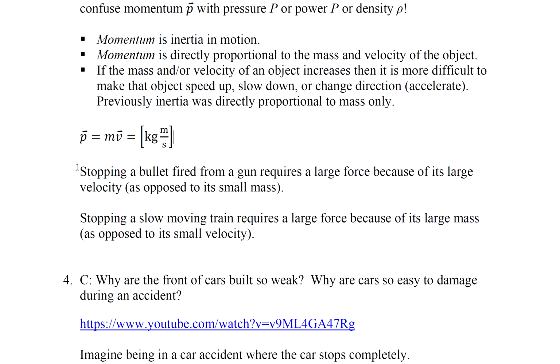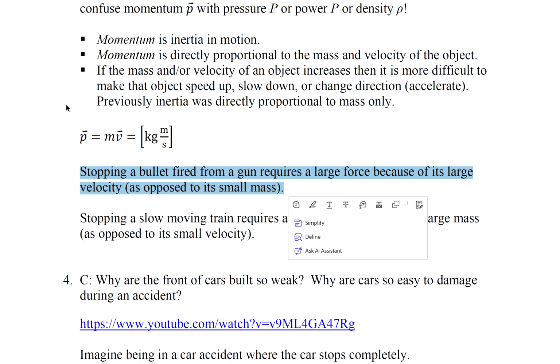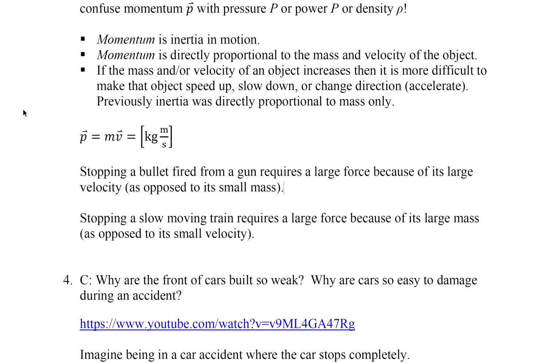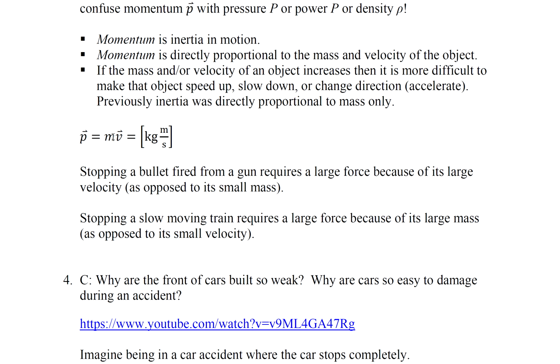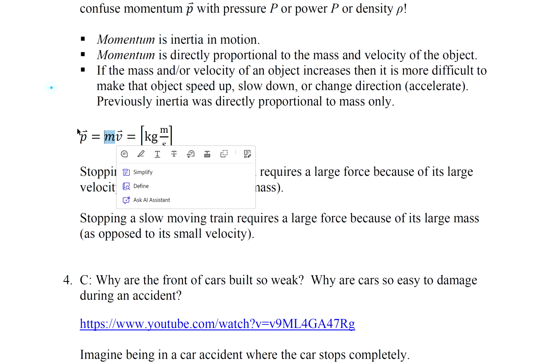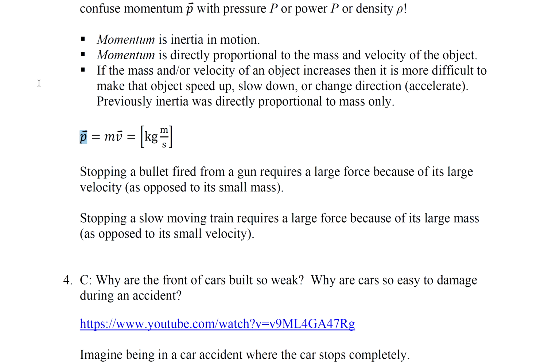So for example, stopping a bullet fired from a gun requires a large force because of its large velocity. So if v is big, p is big, so it requires a large force to stop that. Here's another example. Stopping a slow-moving train requires a large force because of its large mass. Since m is big, p is big. And since p is big, it requires a great force to get that object to stop.